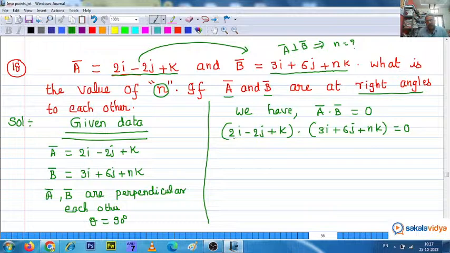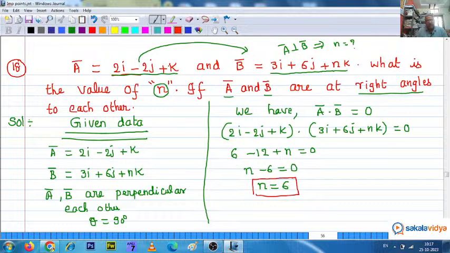So, that means 2i into 3i, that will be 6. So, minus 12 plus k coefficient is 1, here k coefficient is n equal to 0. So, this we can rewrite: n minus 12 plus 6, minus 6 is equal to 0. We get a linear equation in n. So, transpose minus 6 to that side, you will be getting n is equal to 6. So, this is our answer, n is equal to 6. If these two are perpendicular, then the n value is equal to 6.